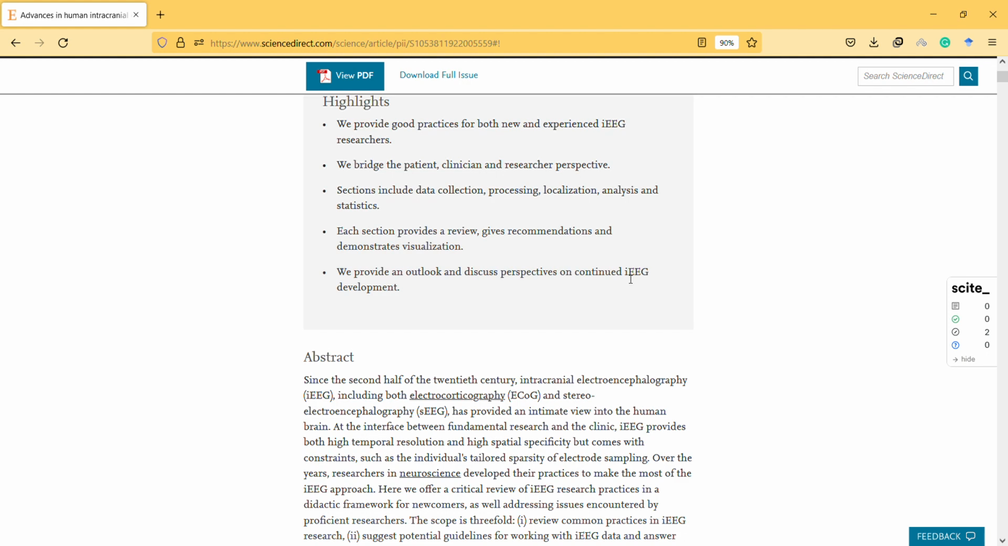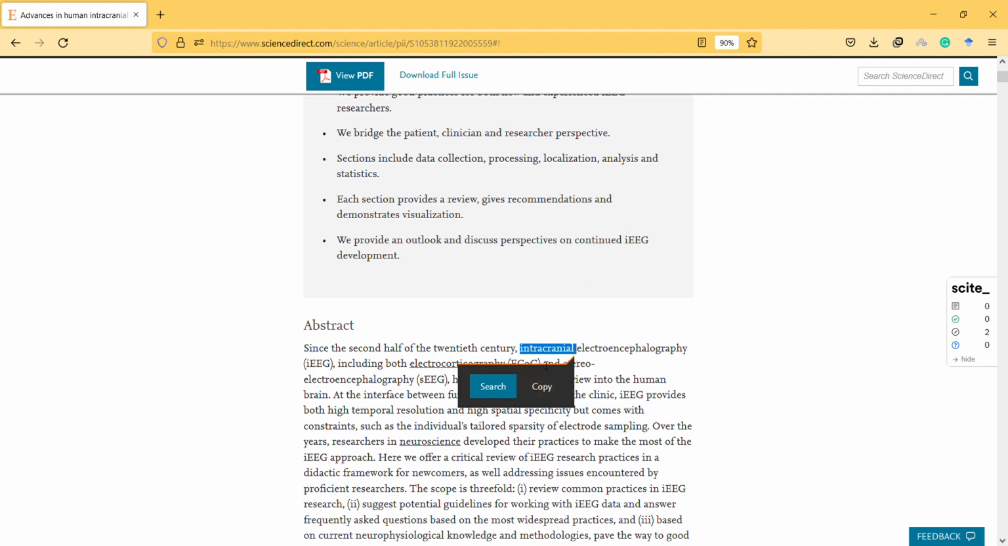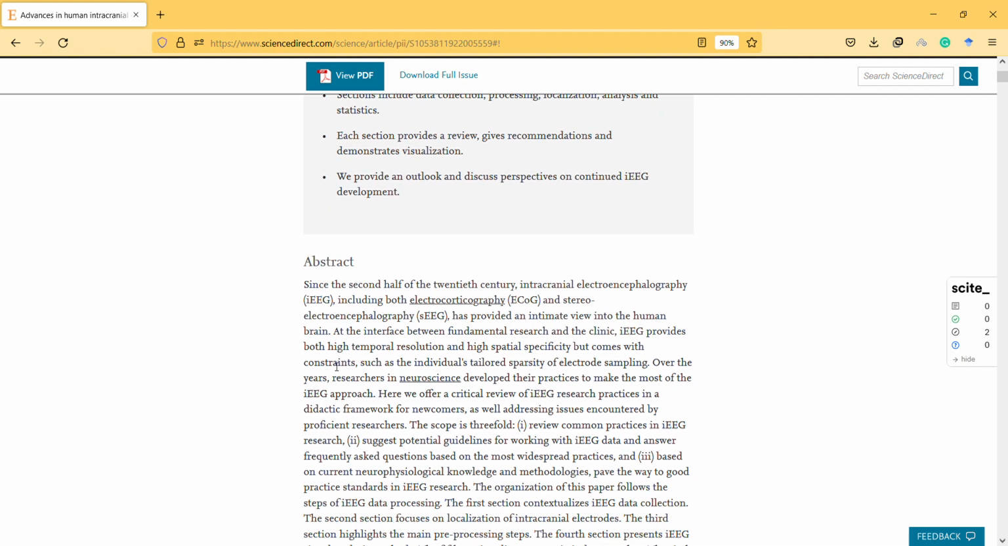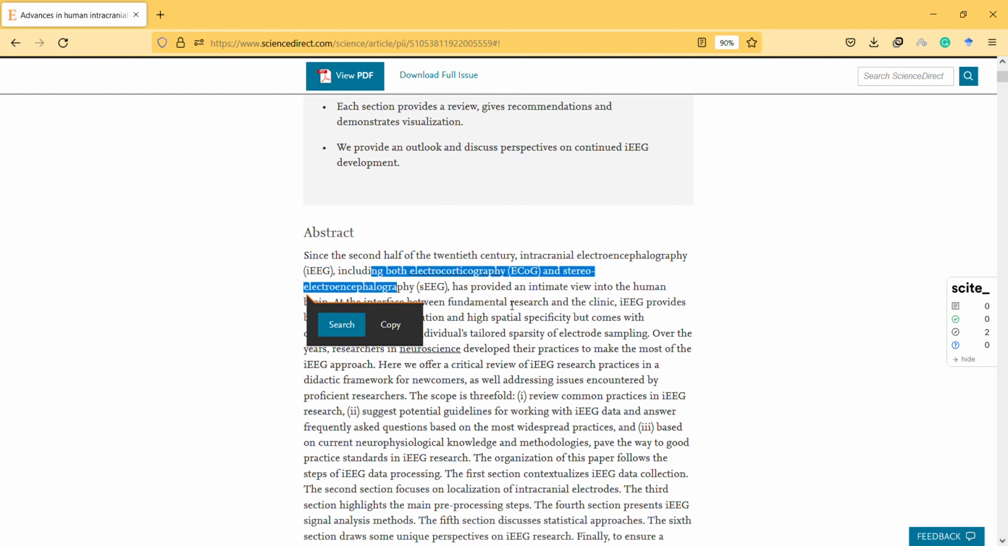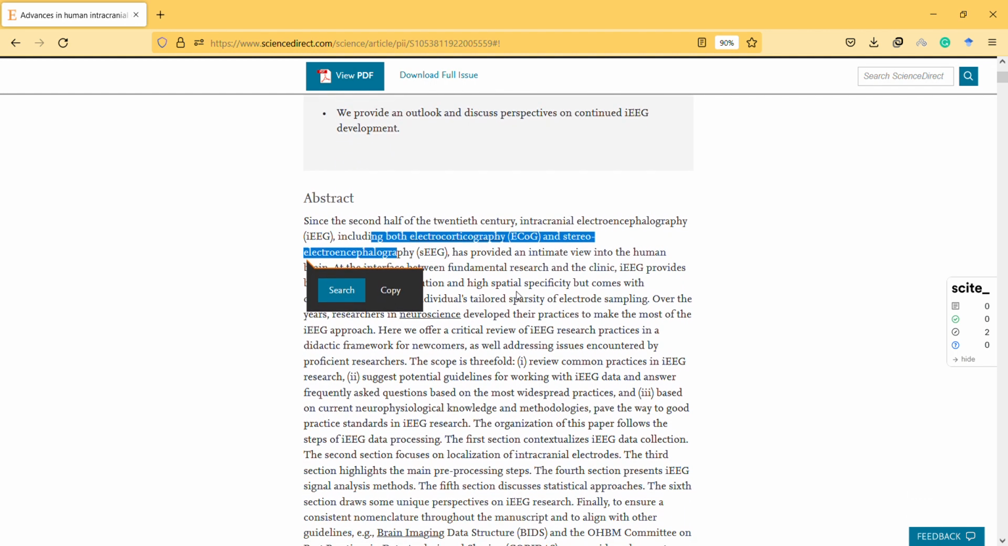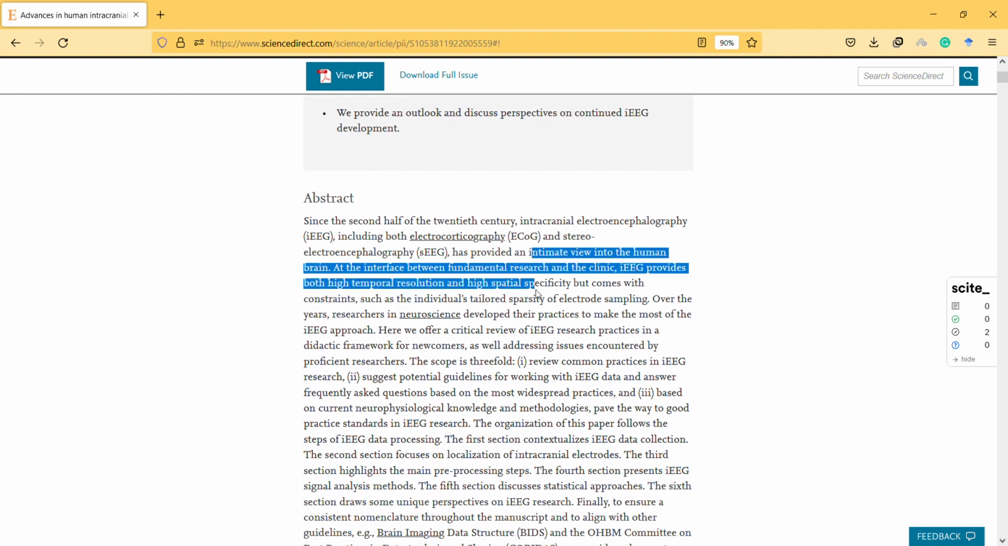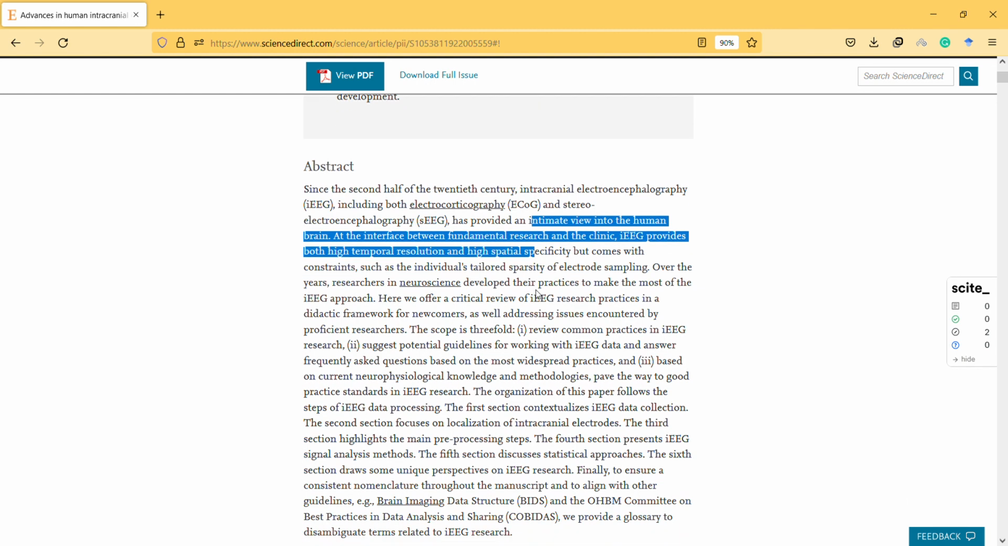So this EEG is different, it's specific for intracranial, so this abbreviation is for this. Electroencephalography also includes electrocorticography and others, providing an intimate view into the human brain.